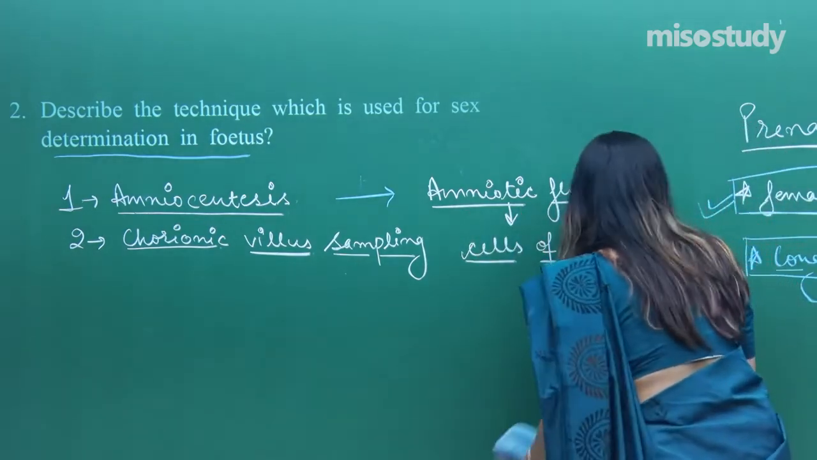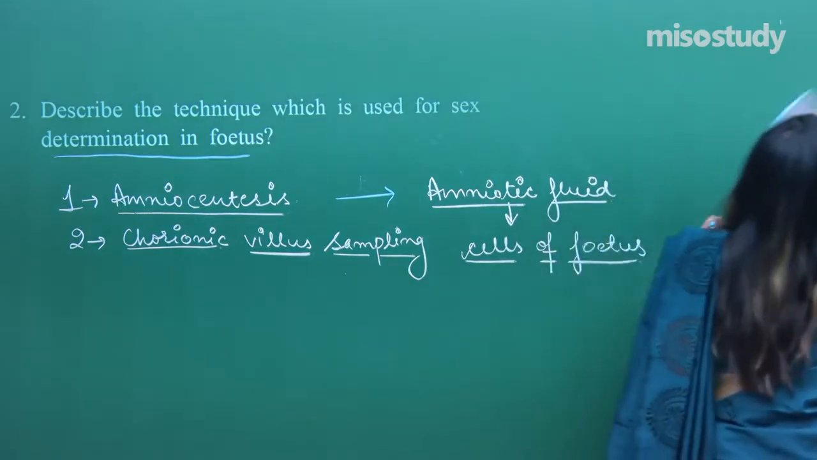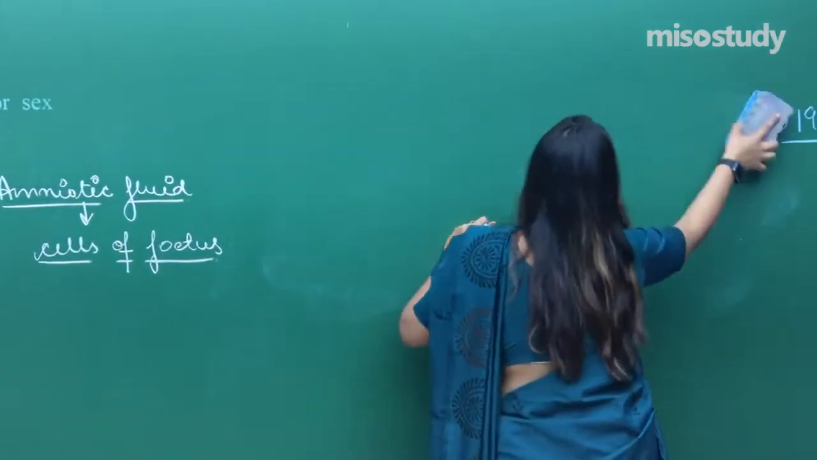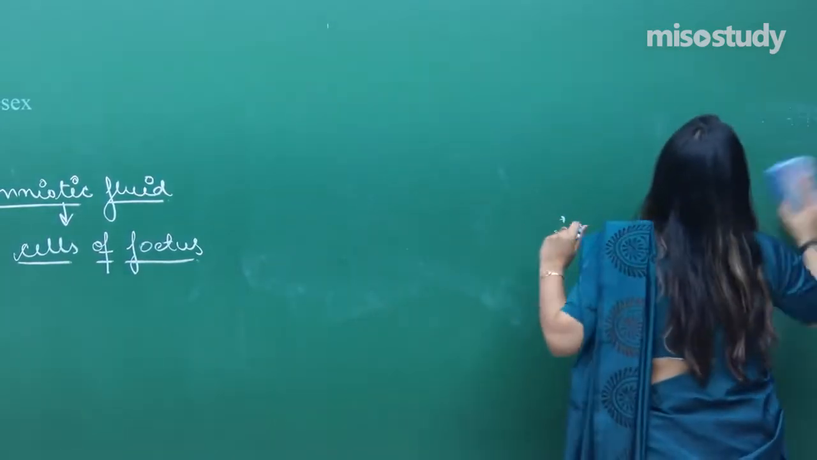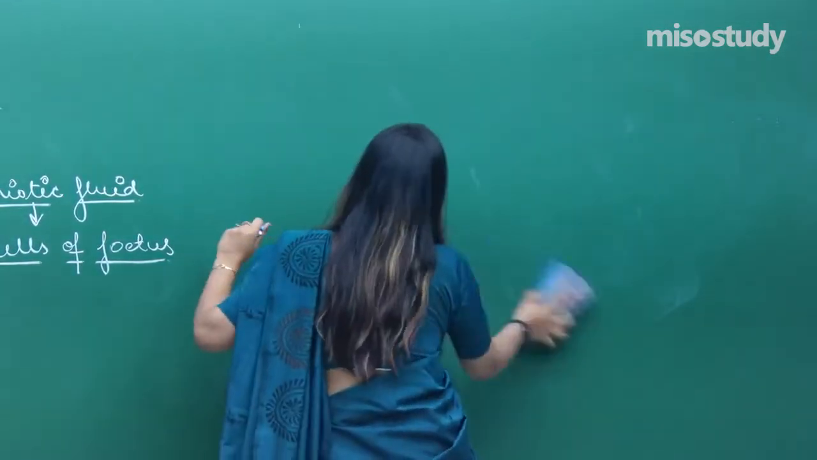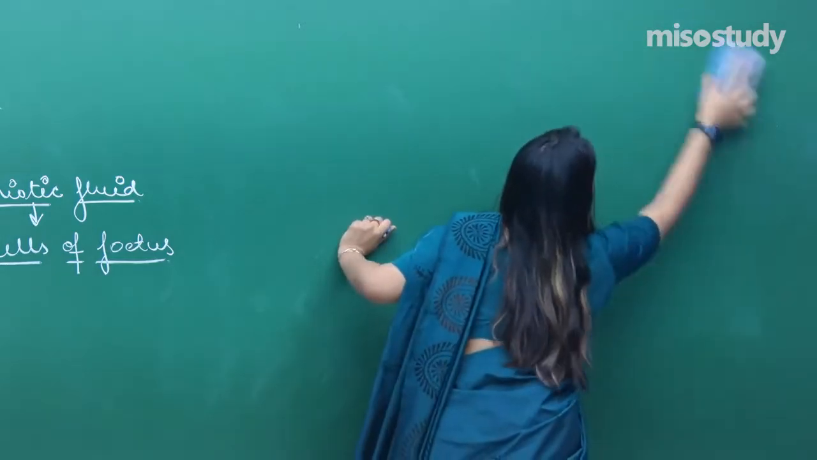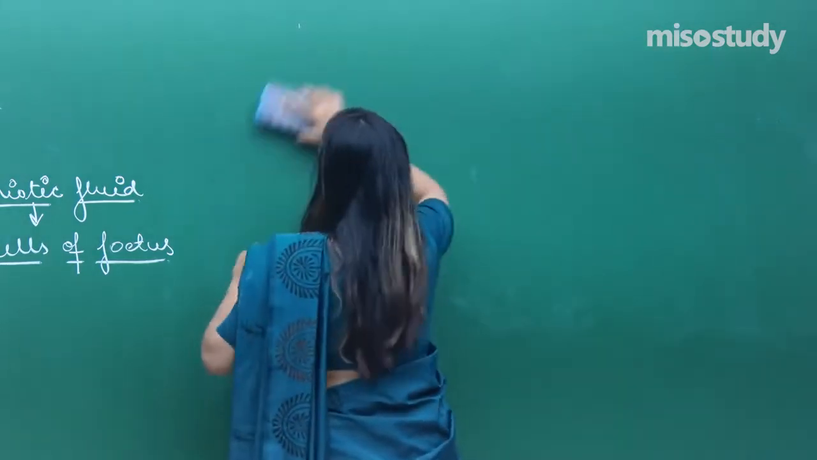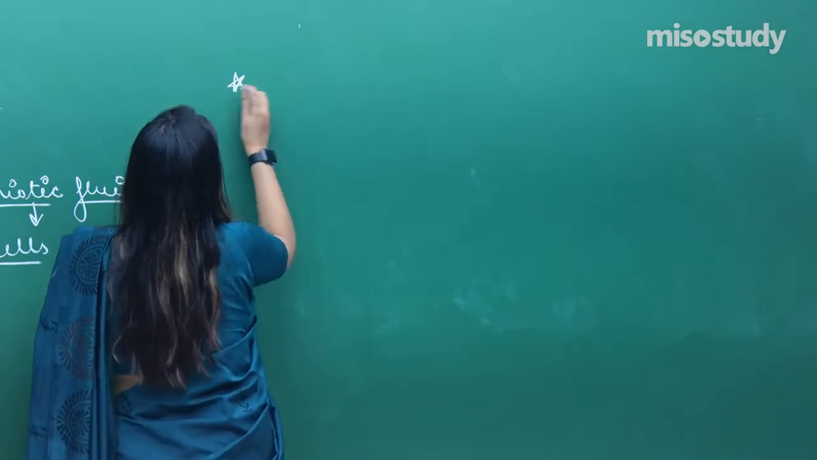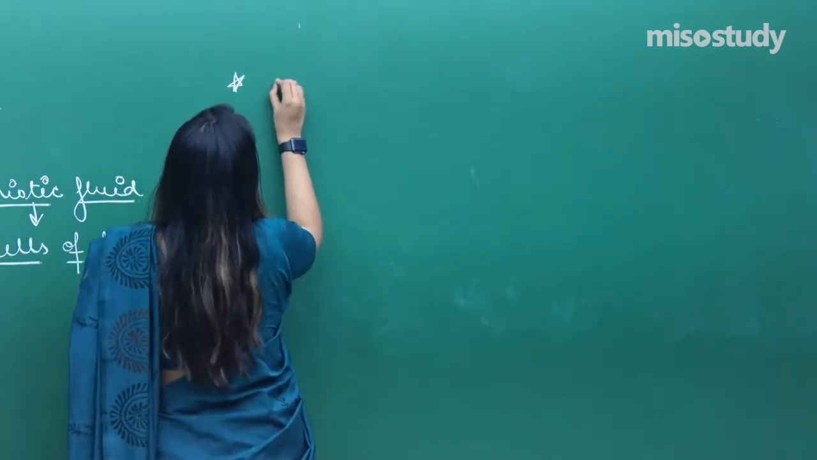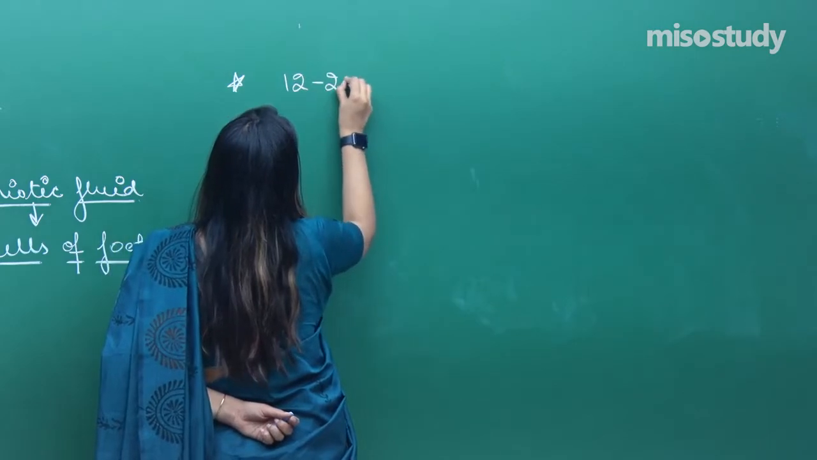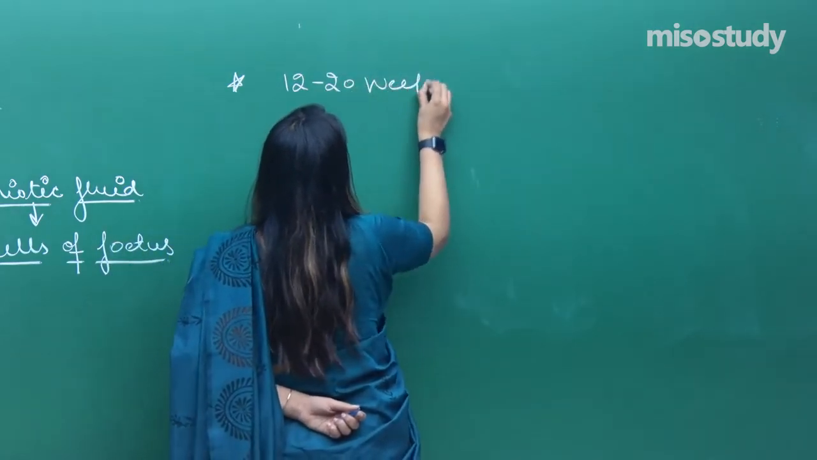So students, come to this side. The first thing you need to explain, students, is the time of diagnosis: the fetus can be checked up to 12 to 20 weeks, that is, 12 to 20 weeks of gestation.